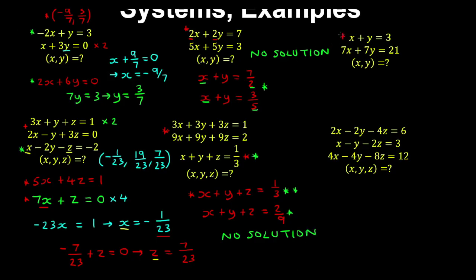Now for this linear system over here, we can see that the ratio of coefficients between x and y is the same in both equations. So we can divide the second equation by 7, and we get x plus y is 21 on 7, which is 3. So these two lines have the same slope and the same y-intercept. So therefore, this system will have infinitely many solutions.